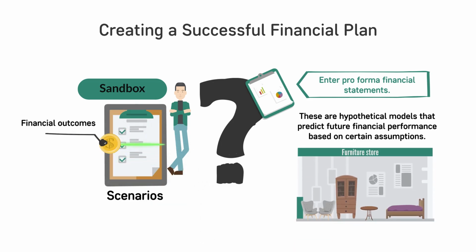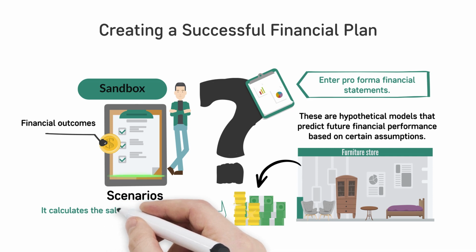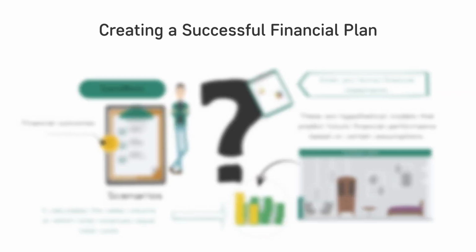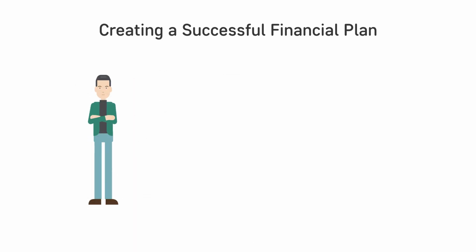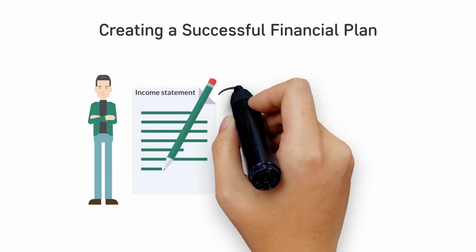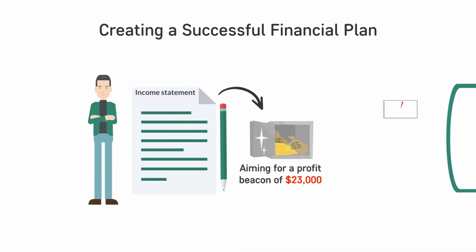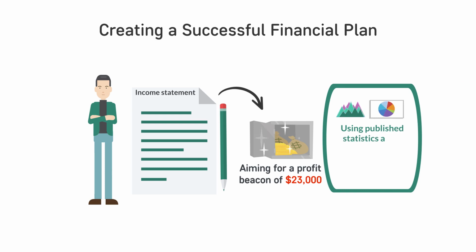For a burgeoning enterprise such as Frank's furniture store, a break-even analysis shines a light on the path to profitability. It calculates the sales volume at which total revenues equal total costs, the point where each additional sale contributes to profit. Let's illuminate these concepts with Frank's challenge. He seeks to weave a projected income statement to secure a loan, aiming for a profit beacon of $23,000. Using published statistics and a market survey forecasting sales of $620,000, we embark on a numerical odyssey.